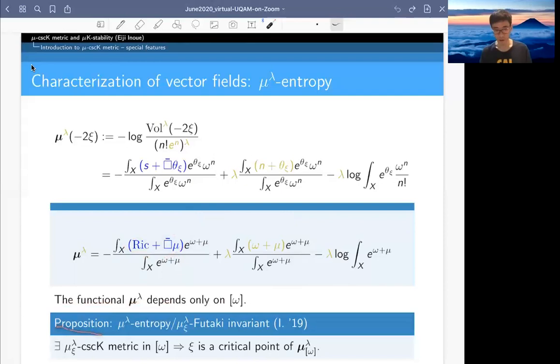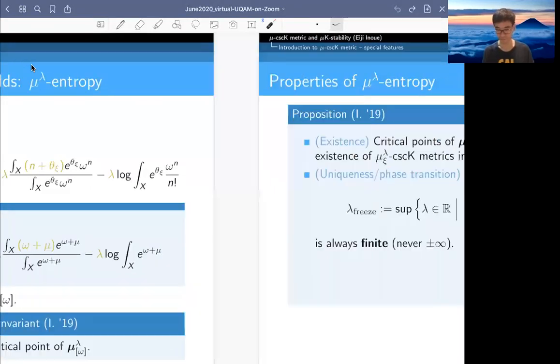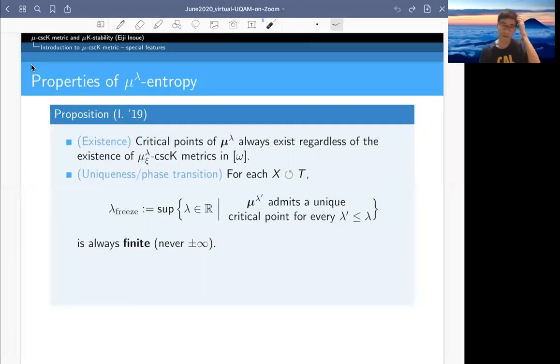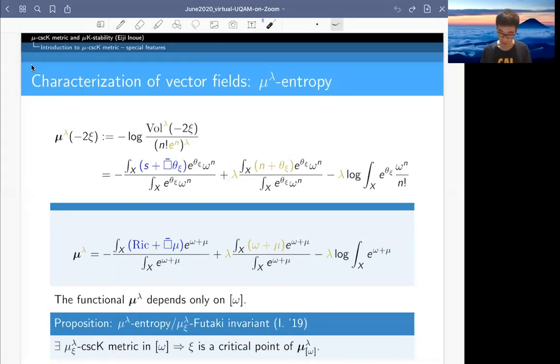And here is a proposition for this mu lambda entropy. If there exists a mu lambda cscK metric in the given Kähler class, then this xi must be a critical point of this functional. So it characterizes the vector xi for each fixed lambda. And here are some properties of mu lambda entropy. Because of this property, we are interested in whether mu lambda admits a critical point independent of the existence of a mu lambda cscK metric, and whether the critical point is unique or not.